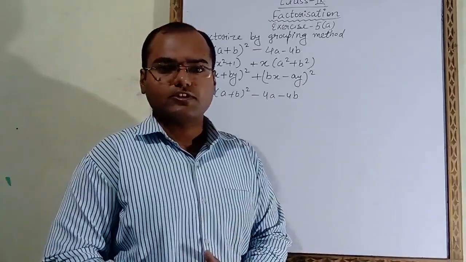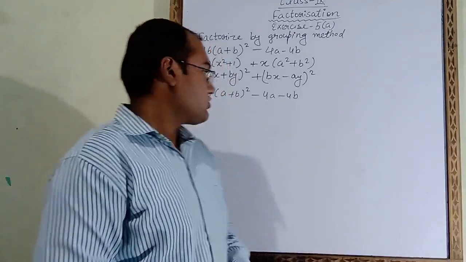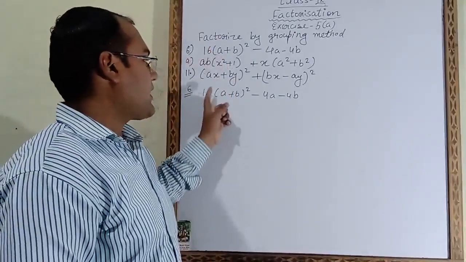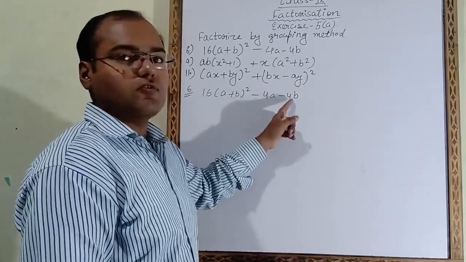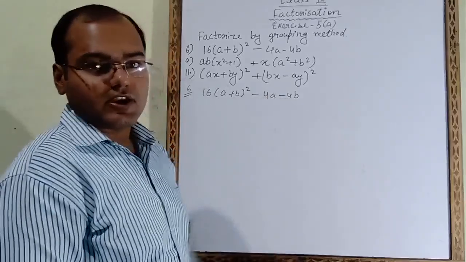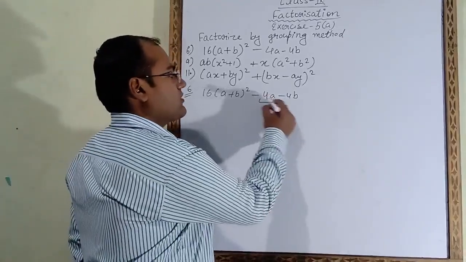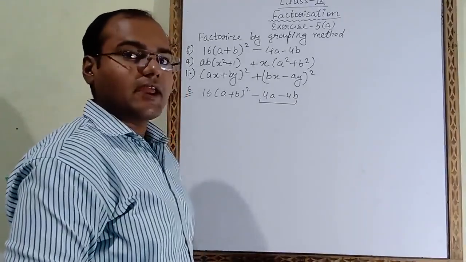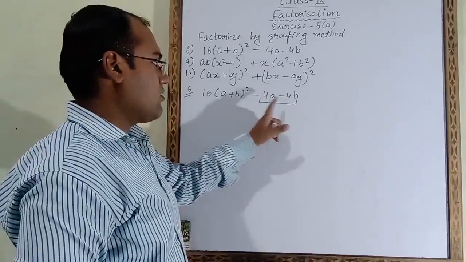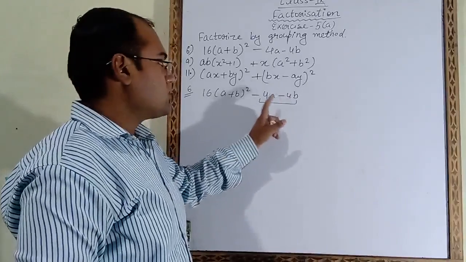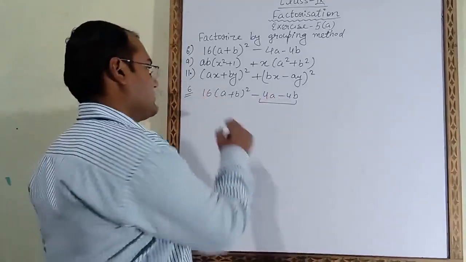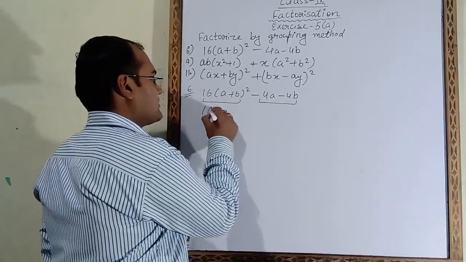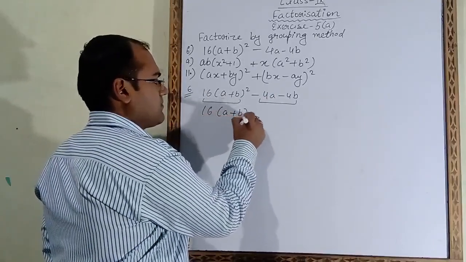Now see question number 6. In this question, 16(a plus b) whole square minus 4a minus 4b is given. So first of all, what do you have to do? From these two terms, we will take minus 4 common. Minus 4 is coming here also and minus 4 is coming here also. So we will take minus 4 common here. And this term we have to write as it is. This full term we write as it is: 16 into (a plus b) whole square.